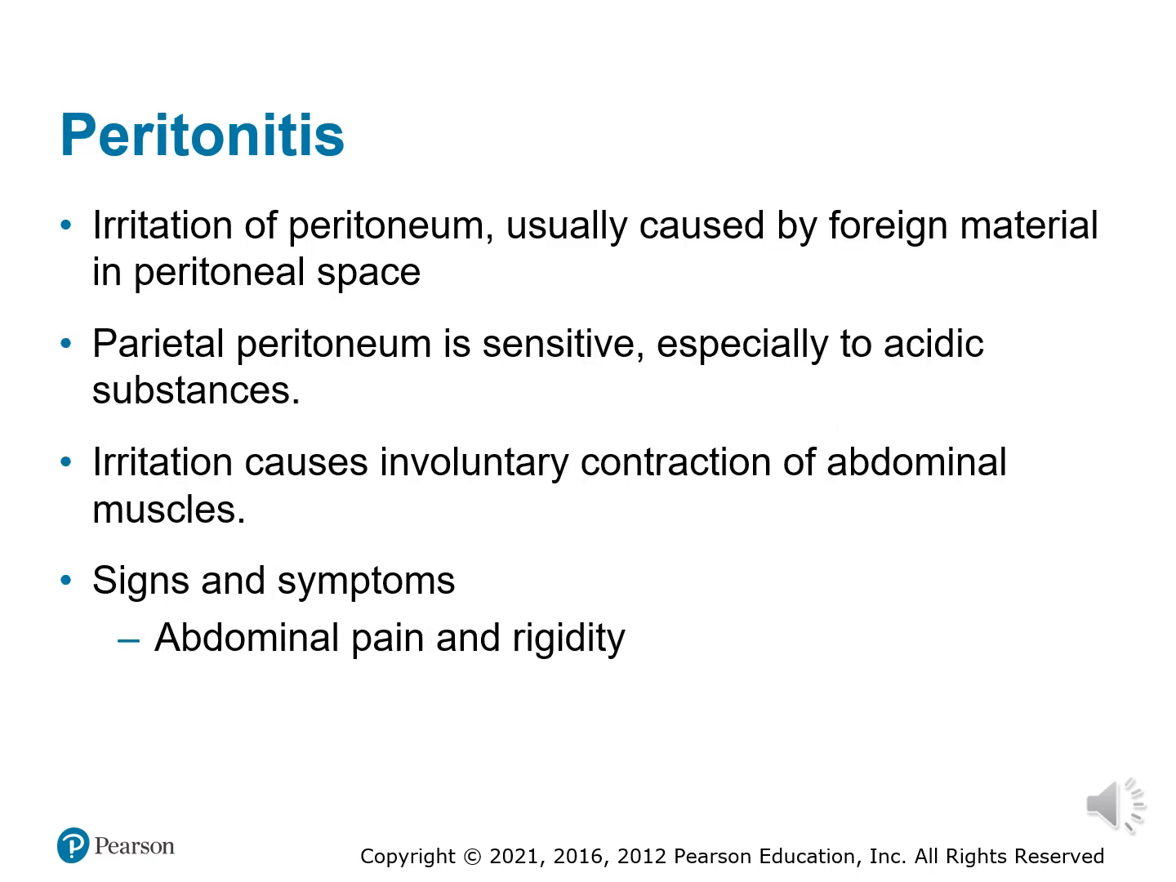Next is peritonitis. It's the irritation of the peritoneum, which is usually caused by foreign material in the peritoneal space. The parietal peritoneum is very sensitive, especially to acidic substances. Irritation can then cause involuntary contractions of the abdominal muscles, and signs and symptoms to look for are abdominal pain and rigidity.